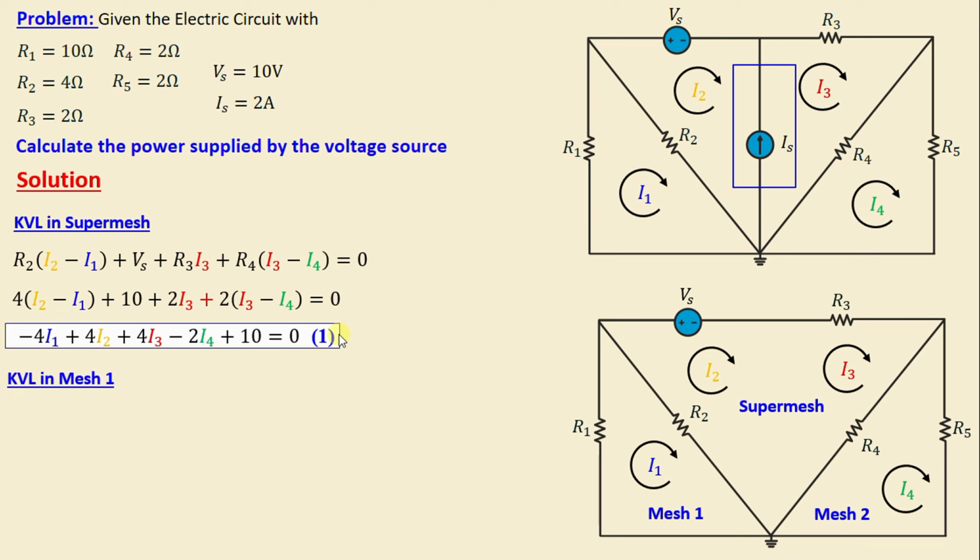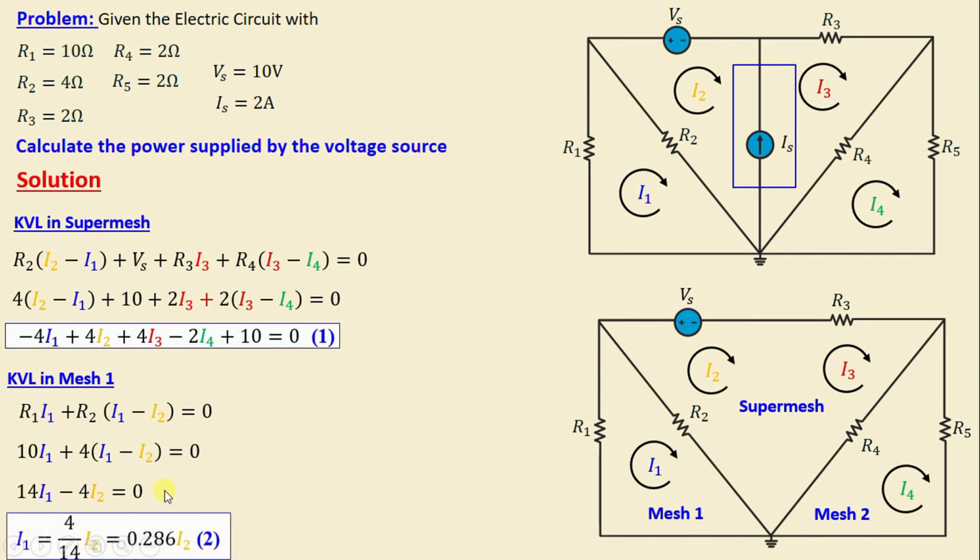By applying KVL in mesh 1, we can write R1 I1 + R2(I1 - I2) = 0. That means 10I1 + 4(I1 - I2) = 0. If we continue simplifying this equation, we obtain 14I1 - 4I2 = 0. Finally, I1 is equal to 4 over 14 I2, which is 0.286 I2, and I will call this equation 2.